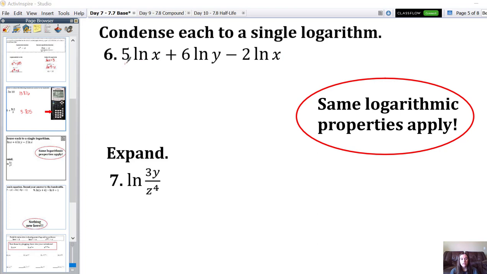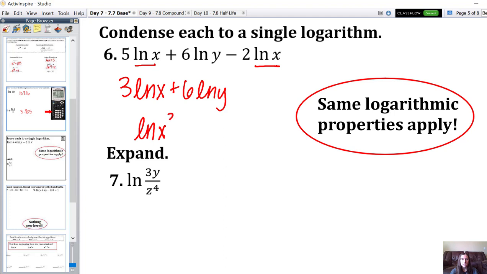I notice that I have 5 ln x and negative 2 ln x. I have 5 of something minus 2 of something, so I'm going to combine like terms first. So we have 3 the natural log of x plus 6 natural log of y. Then I can move exponents to the top of each variable, and since we're adding, I can multiply those variables. So doing that all in one step, I've got the natural log of x cubed y to the 6. That was using that product rule.